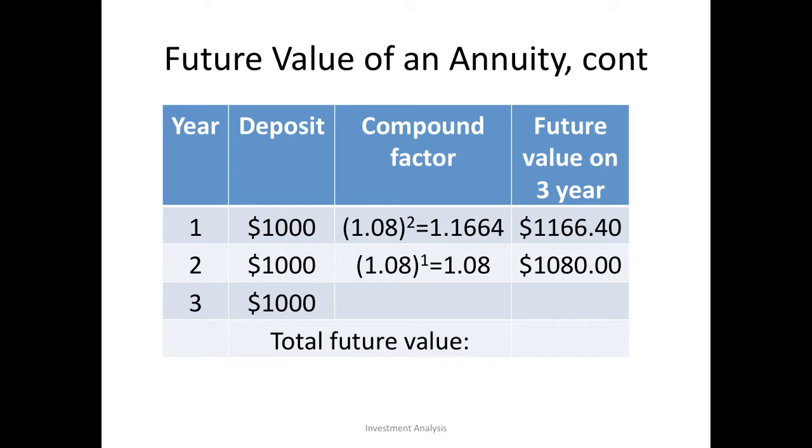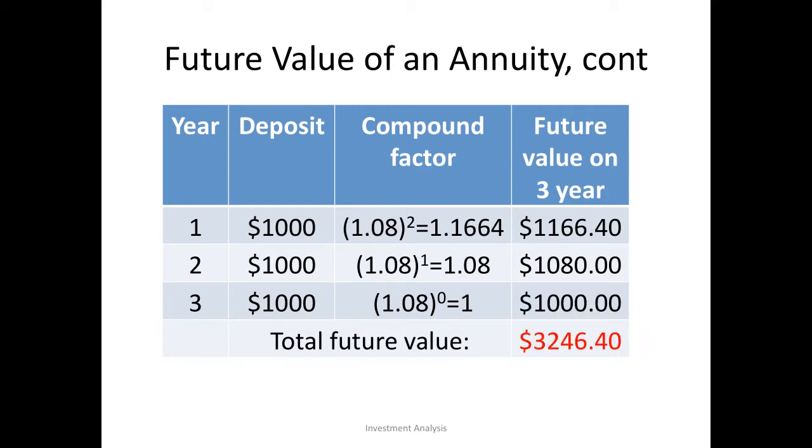Now lastly, at the end of year 3, you're going to deposit $1,000 as well. But remember that we want to know the future value at the end of year 3 when you've deposited that last $1,000. Because that deposit happens at the end of the time period that you're interested in, there's no compounding factor to be calculated. That's because you're not earning any interest on that $1,000 that you deposited at the end of year 3. So the future value in year 3 is simply $1,000.